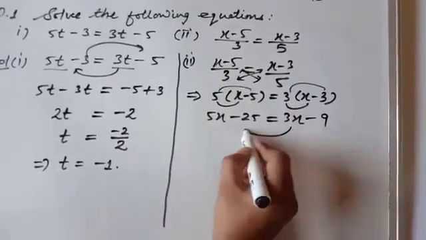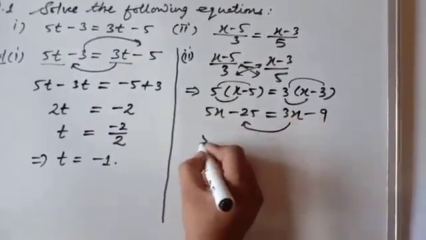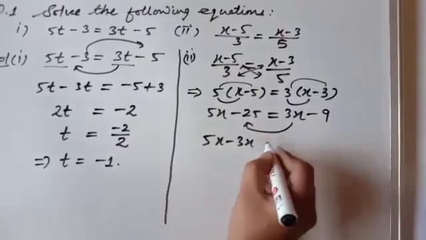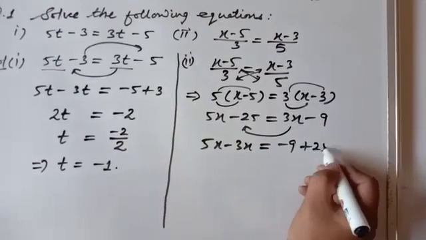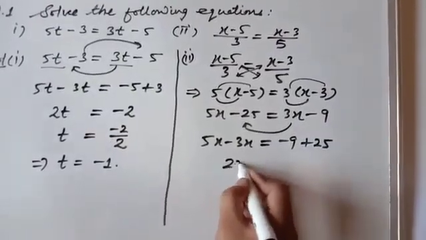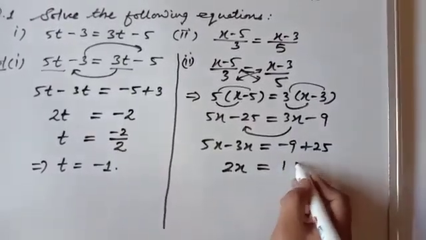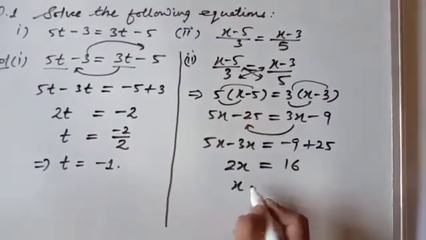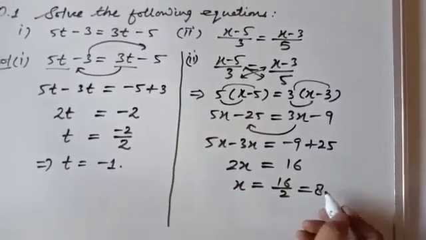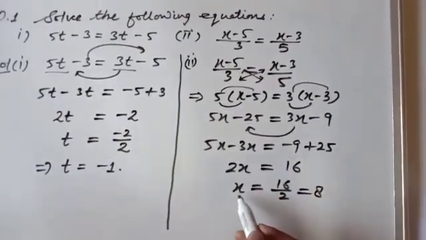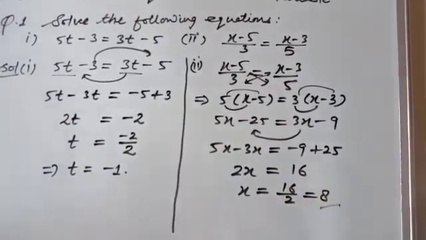Now we transpose 3x from right to left. So 5x minus 3x is equal to minus 9 plus 25. 5x minus 3x is equal to 2x, and that is equal to 16. So x is equal to 16 upon 2, that is equal to 8. So in this equation the value of x is 8.